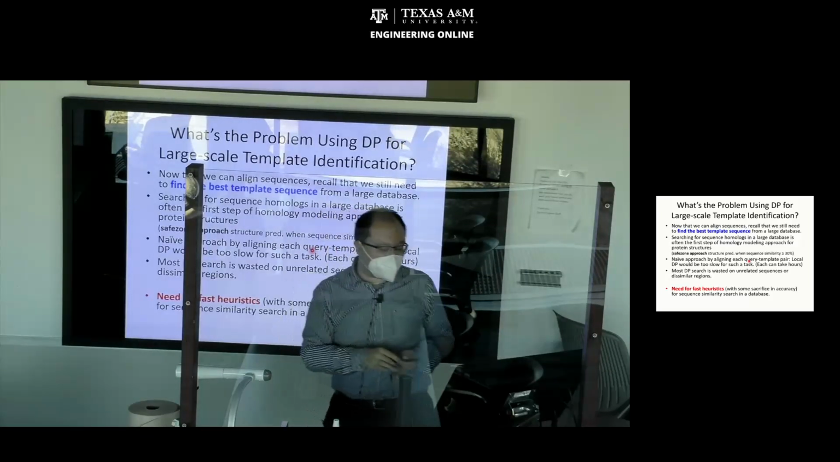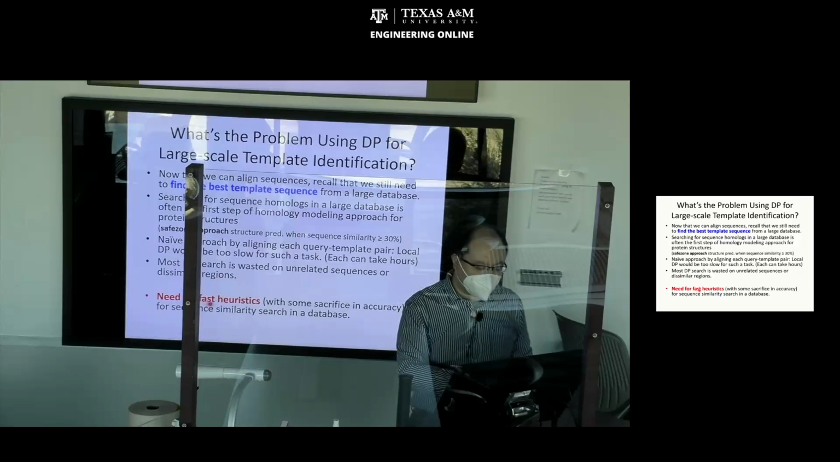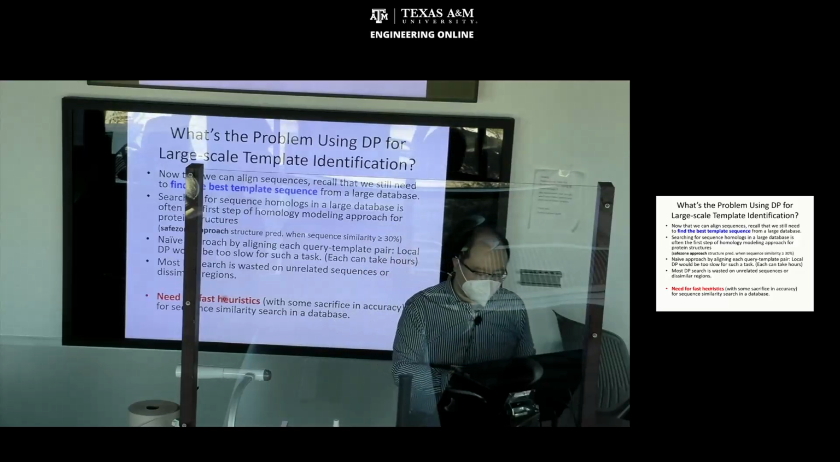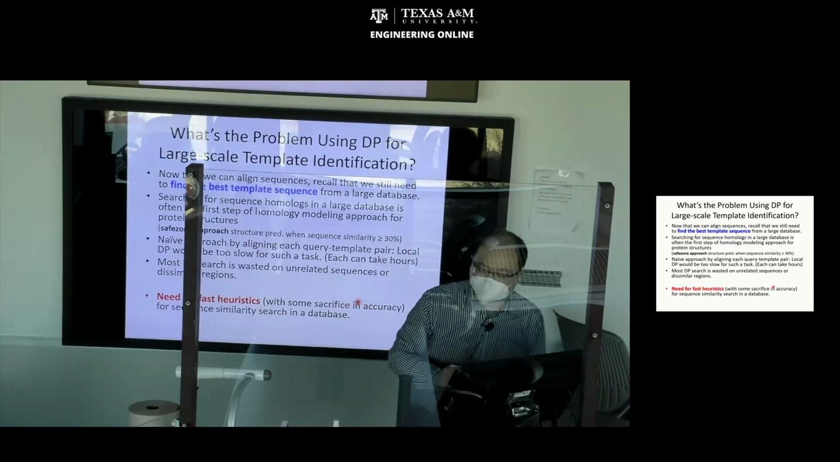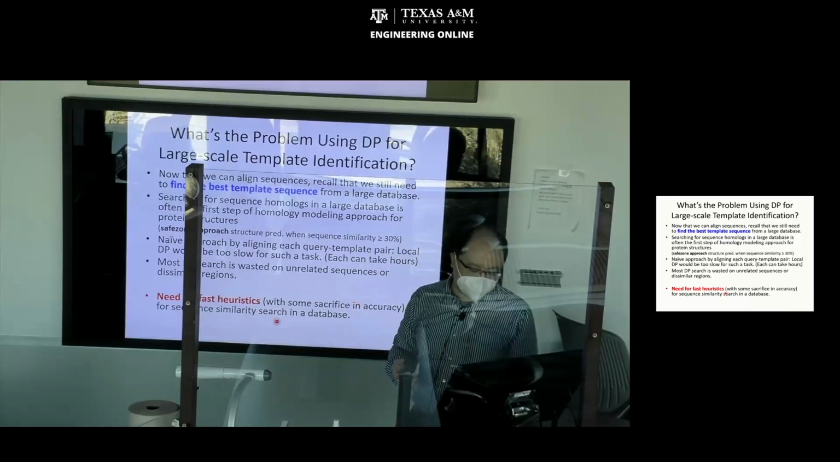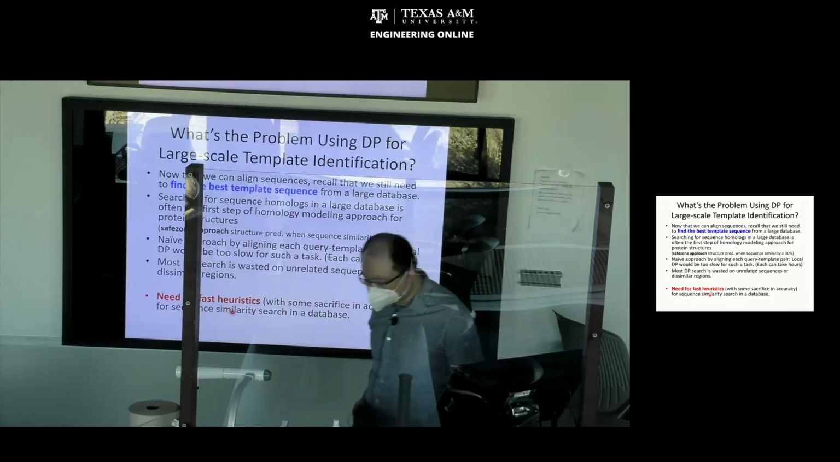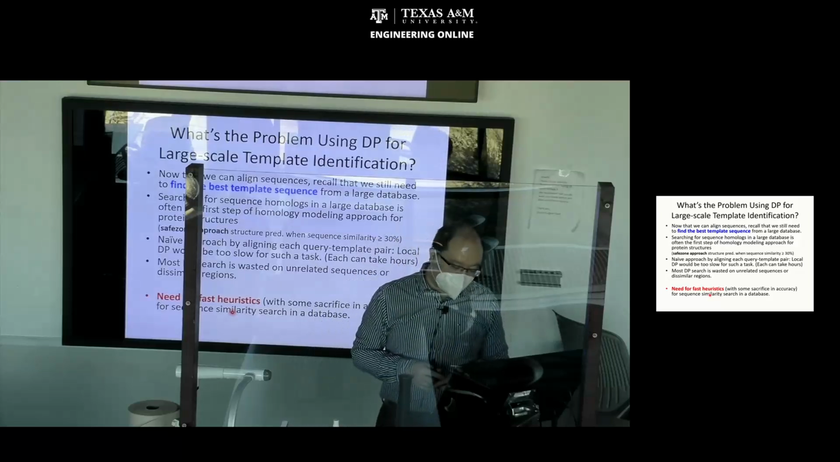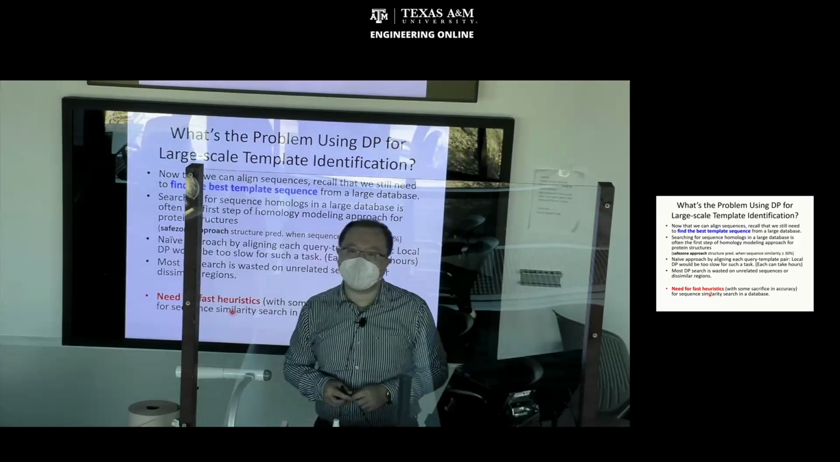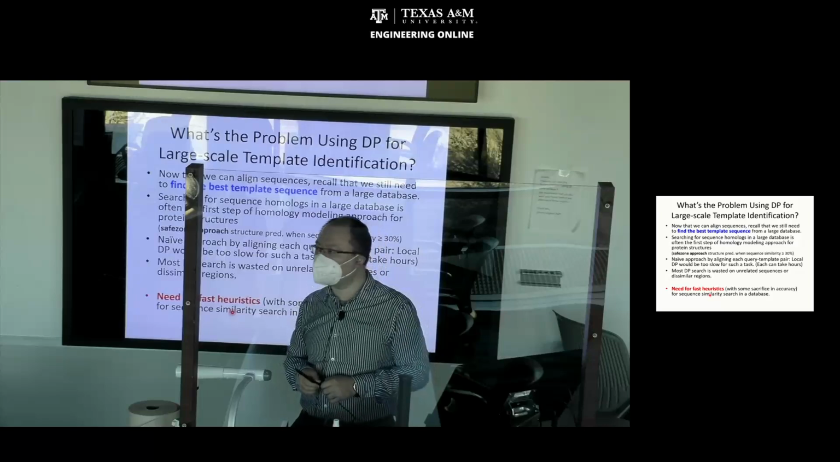The general idea is that you are looking for a fast heuristic. By heuristics, what I mean is that it doesn't really guarantee you the accuracy. Okay, you will have to sacrifice some accuracy, but you're going to gain the speed. So how do we really do that? Yes, we can gain speed by sacrificing a little bit of accuracy, without guaranteeing the best template and the best alignment with that best template.